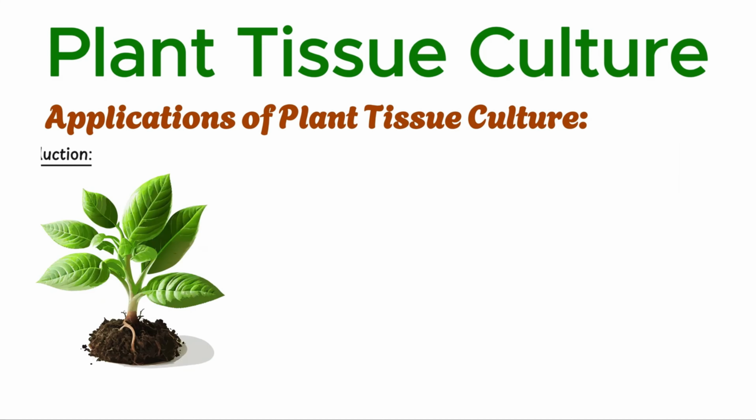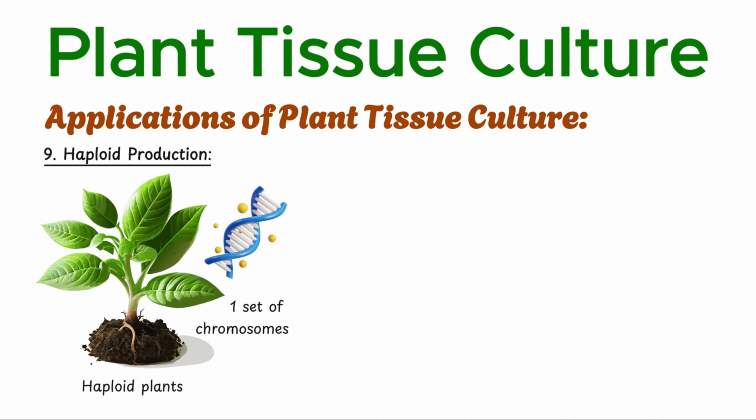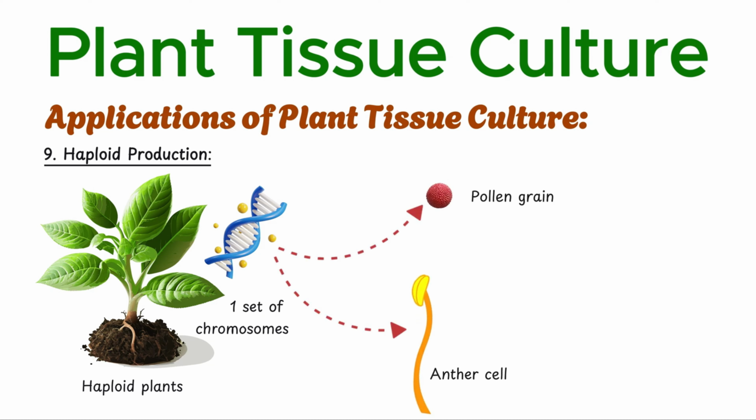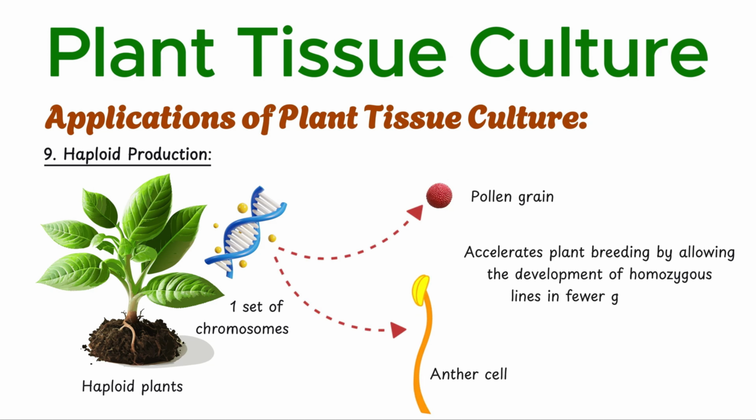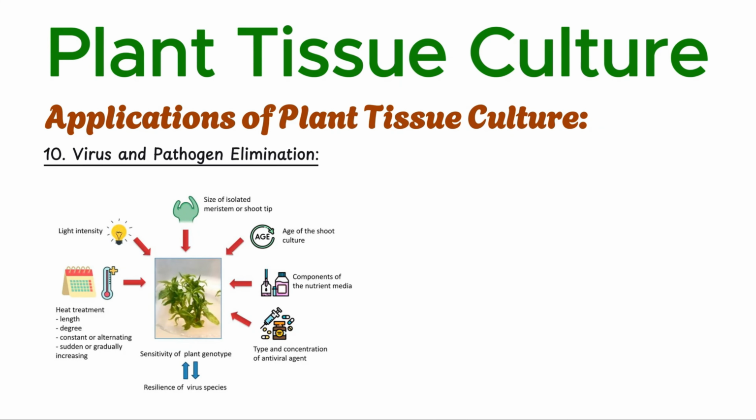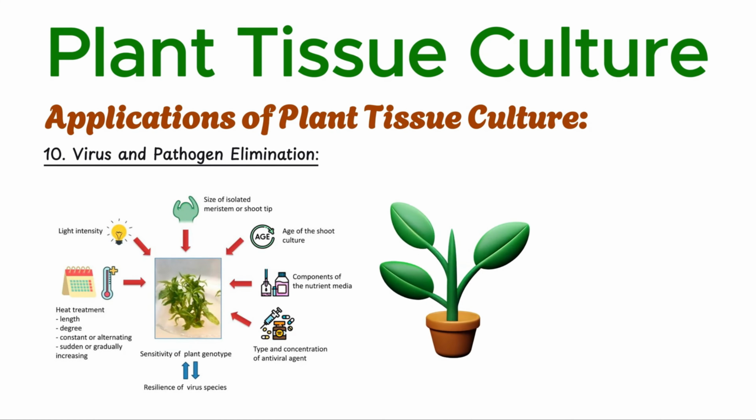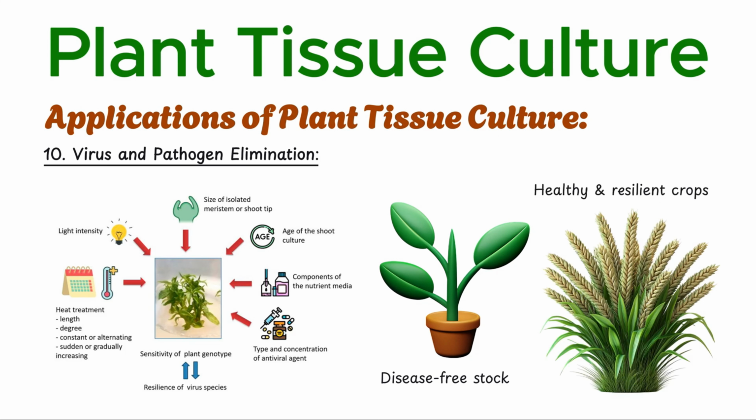a single plant. Haploid plants, containing only one set of chromosomes, are produced via tissue culture using pollen or anther cells. This accelerates plant breeding by allowing the development of homozygous lines in fewer generations. Through heat treatment and meristem culture, plants infected with viruses can be cleaned and regenerated into disease-free stock. This technique ensures the production of healthy and resilient crops.